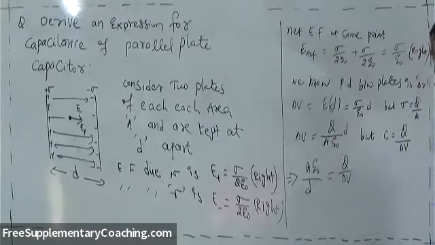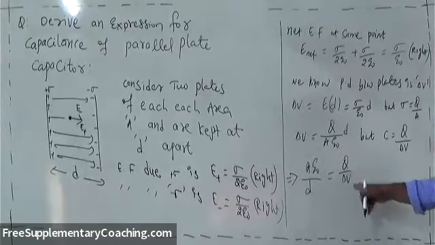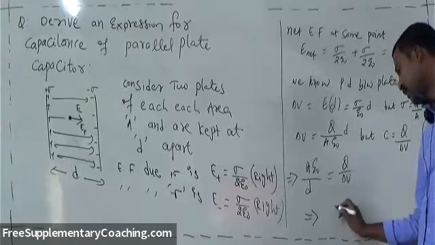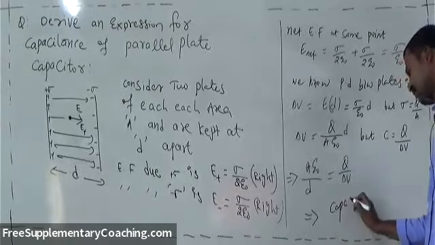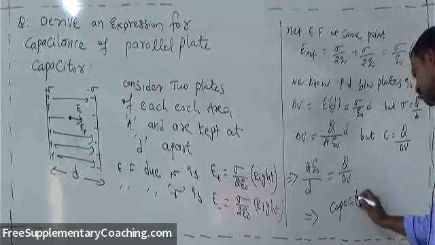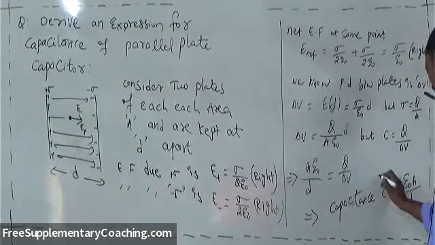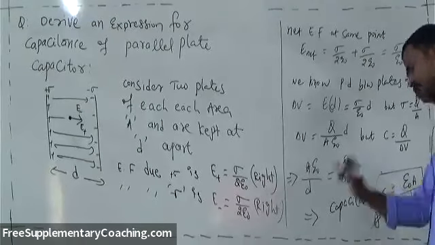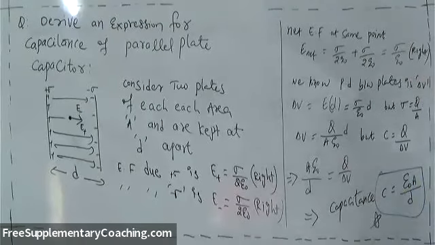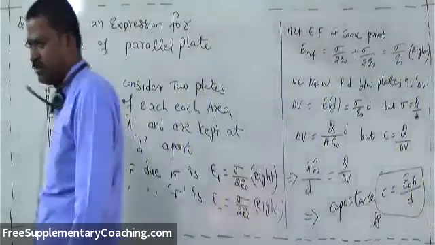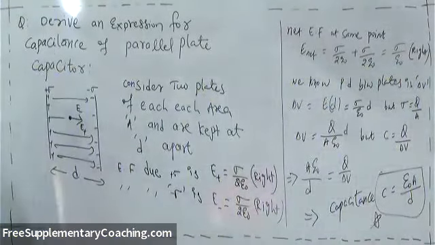But by the definition, Q by delta V is C. So finally we can write capacitance C is equal to epsilon naught A upon D. Epsilon naught A upon D is the final expression for the capacitance of a parallel plate capacitor.